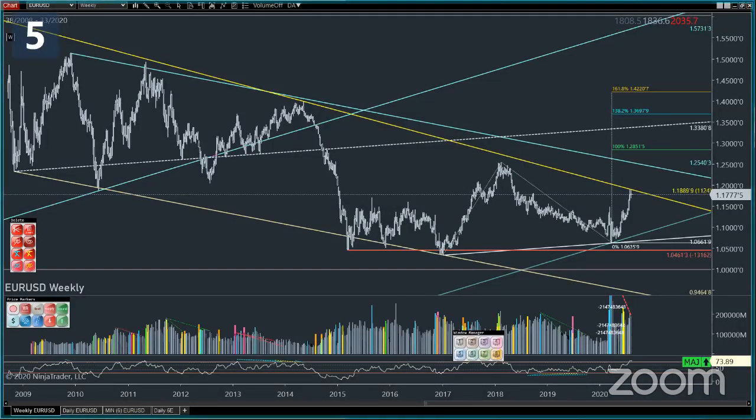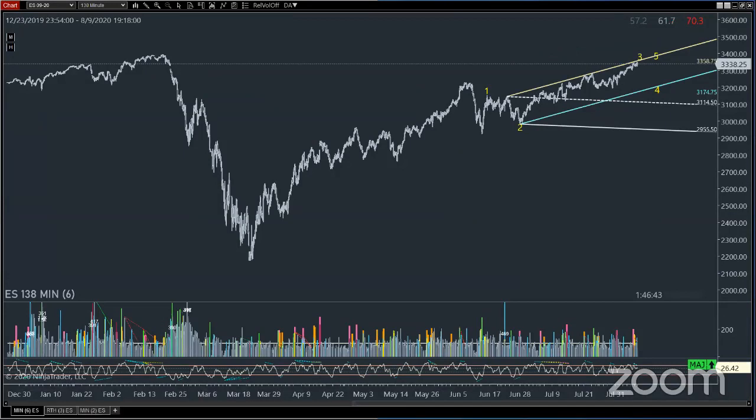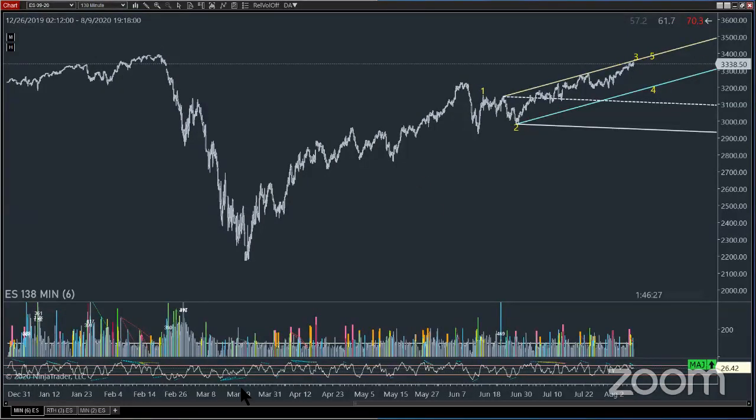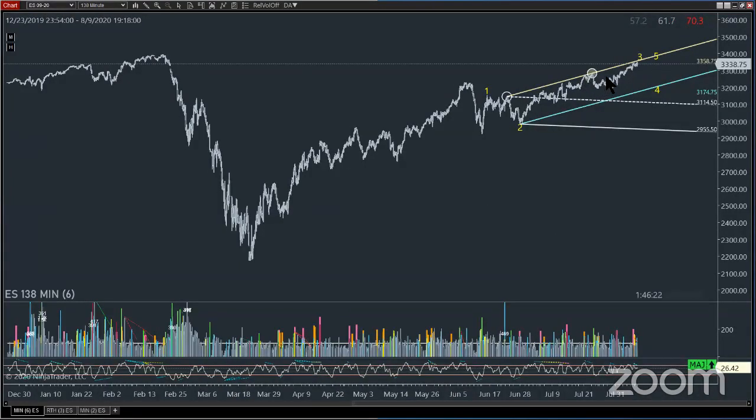Let's go to the ES. See how long it takes me to change screens here? Excuse me. 1 second. All right. Yeah. Hopefully we'll have an automated way of doing that here soon.